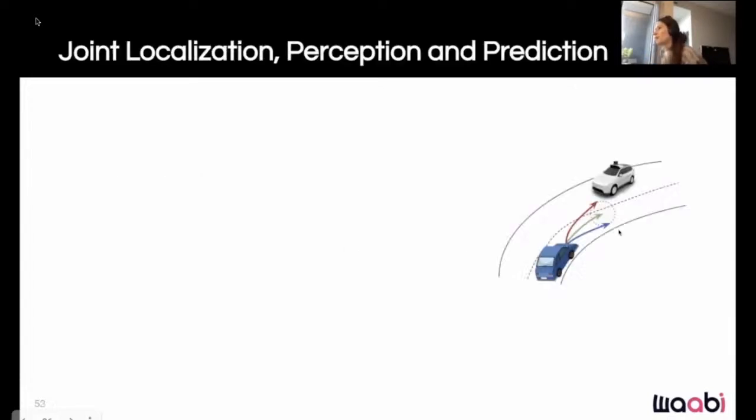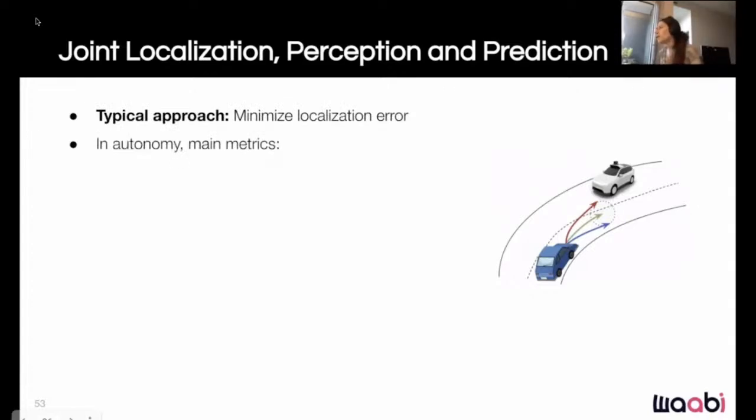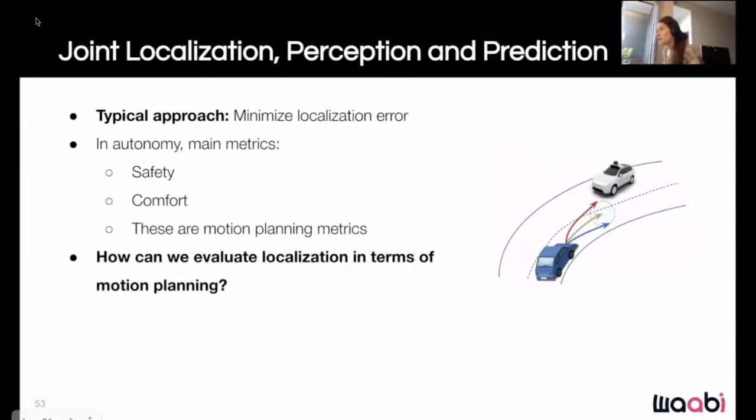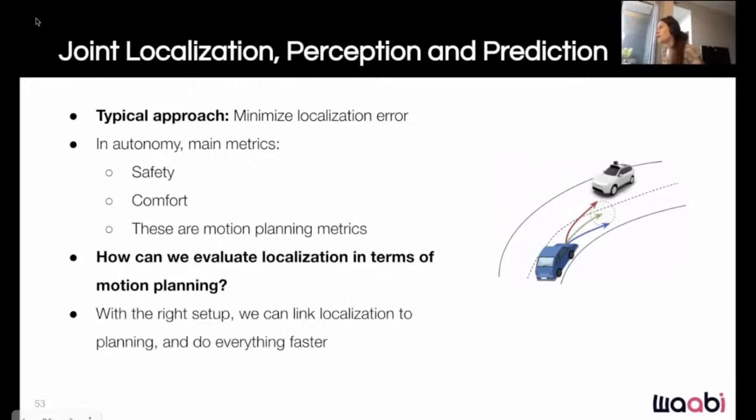For all the approaches that we have seen so far, the main objective is to make sure that localization error is as low as possible. However, in self-driving, we care mainly about providing safe and comfortable rides to the user. Notice that these are primarily motion planning metrics. So how can we evaluate motion planning in terms of localization accuracy? Turns out that with the right setup, we can not only link localization to motion planning, but also save computation if we do localization jointly with other parts of the self-driving stack. Let's watch this video together.